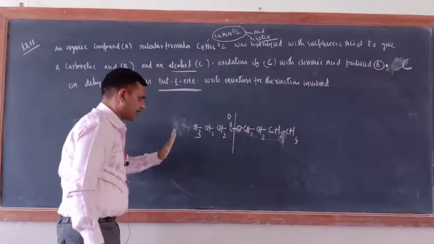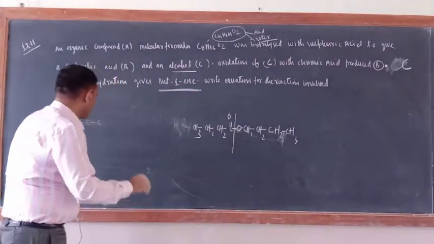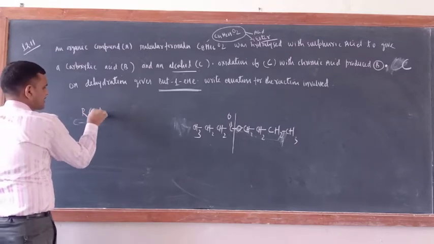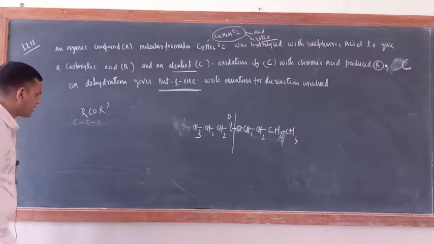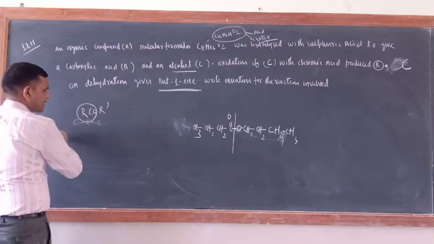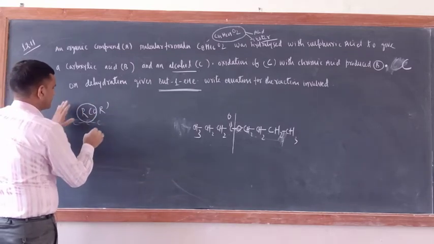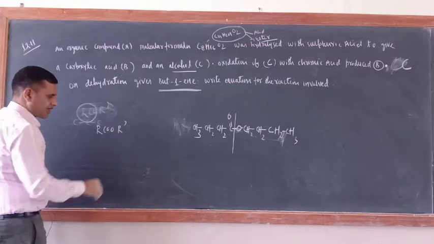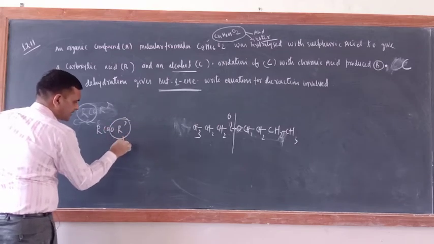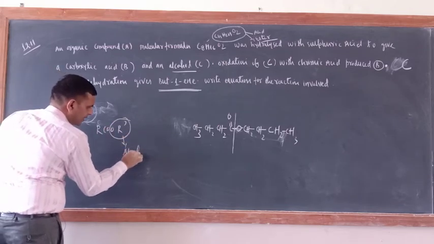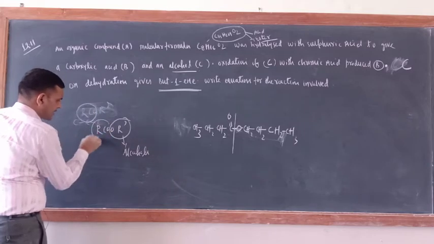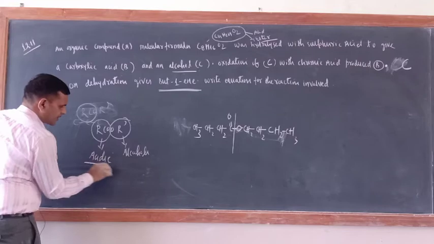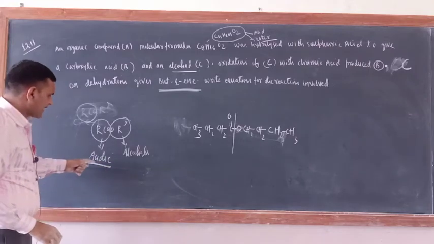You can check. In an ester what is there? RCO part. Just see, RCO R dash. Is this an ester or not? So the RCO part is the ester part. Sorry, see, RCOO R dash. This is the ester. So the OR part is the alcoholic part, and the RCO part is the acidic part. So ester means alcoholic part plus acidic part.